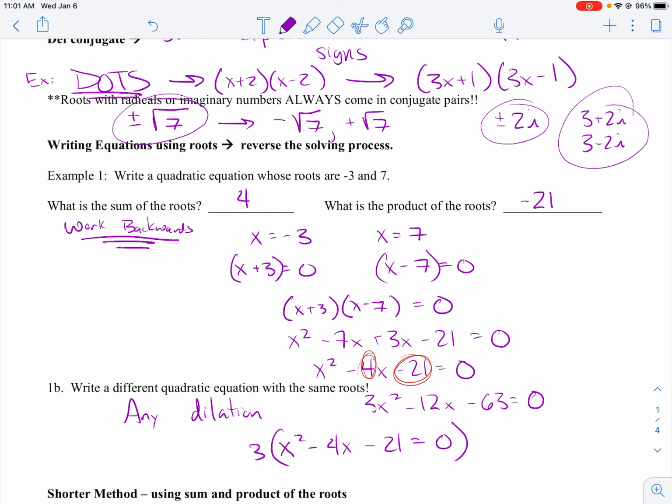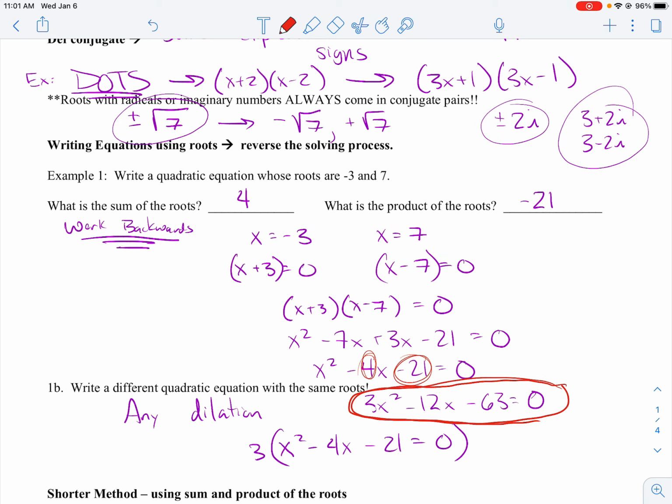is equal to 0. Okay? So that is our new equation, right? So when it talks about write a different quadratic equation with the same roots, okay? If we were to solve this, we would first either take out a GCF or divide all these pieces by 3, okay? And so by doing so, you end up getting the same roots, okay?